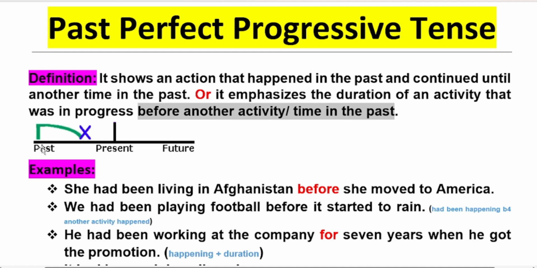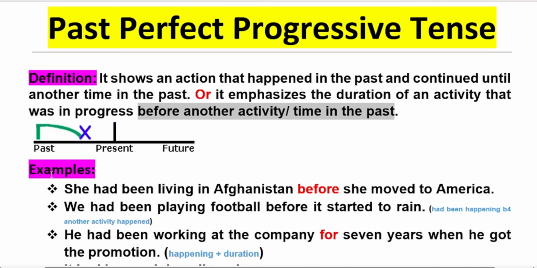Let's see the timeline. This is past, present and future. See? This is the first action and this is the second action. An action that happened in the past and continued for a period of time until another time in the past. Both actions are in the past. It shows the duration and the sequence of the actions.